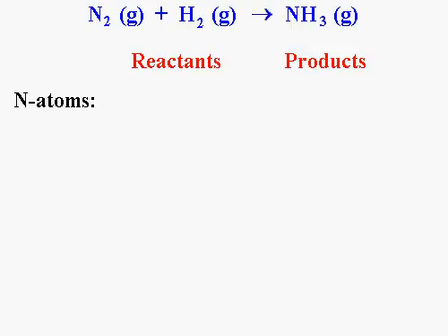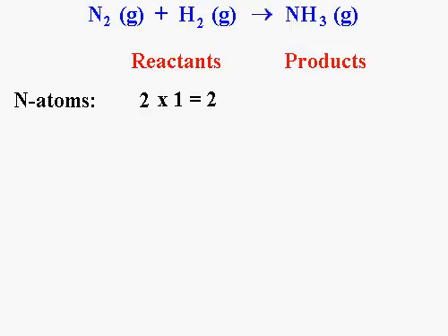On the reactant side, the molecule that contains nitrogen atoms is N2. That 2 means there are 2 nitrogen atoms in the molecule. There's no number next to the molecule, so that means there's just one molecule right now. So 2 atoms in the molecule times 1 molecule means there are 2 nitrogen atoms on the reactant side of the equation. Now let's look at the product side of the equation.